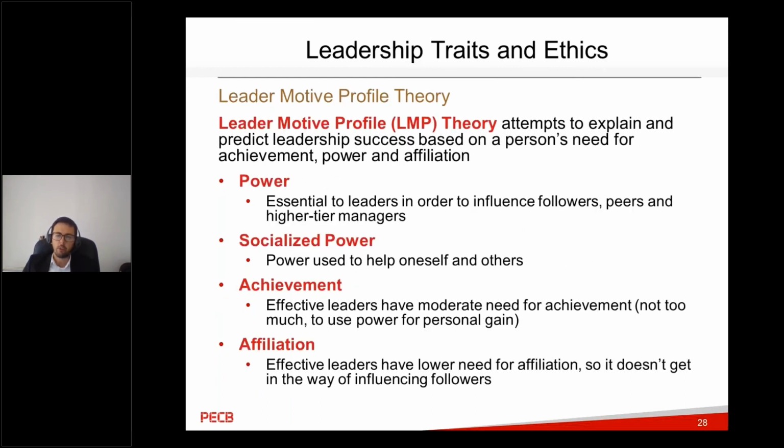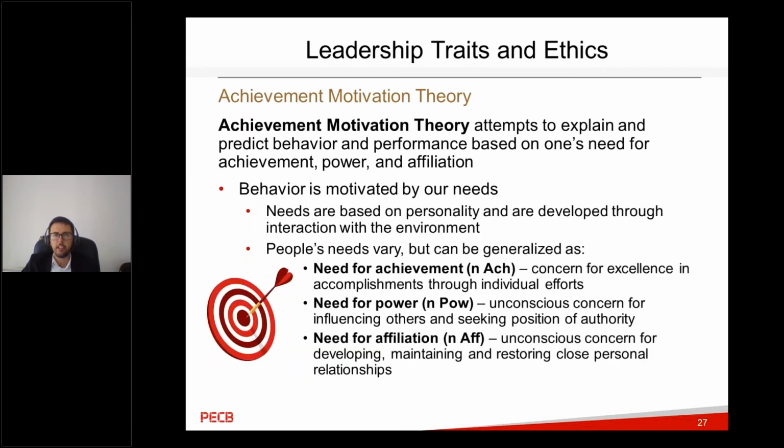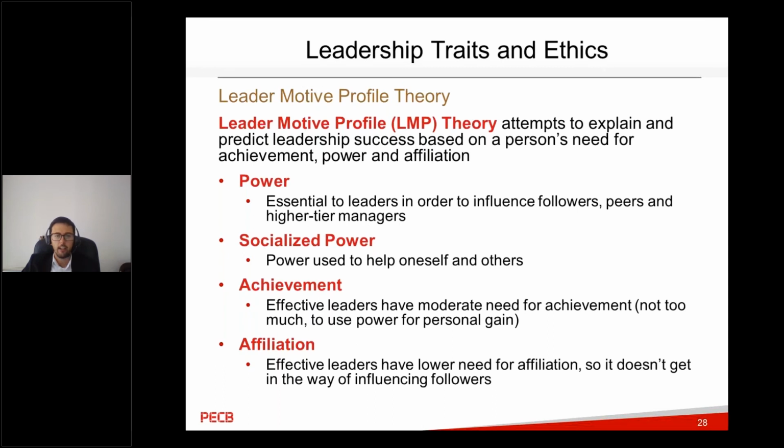Now, when we already know these three needs, the need for achievement, need for power, and need for affiliation, we can go on and create some form of theory to understand whether there is or there is not a leader motive profile. So leader's motive profile is basically an attempt to explain and predict leadership success based on a person's need for achievement, power, and affiliation.